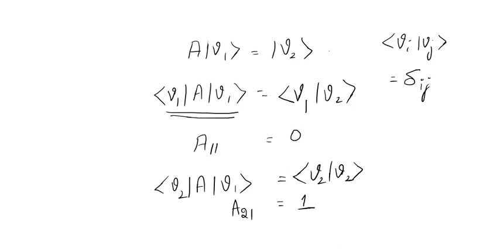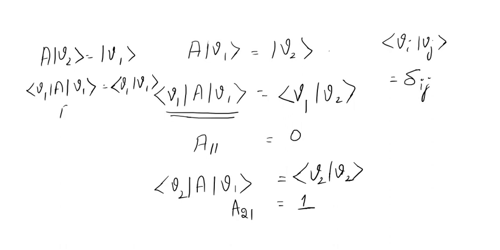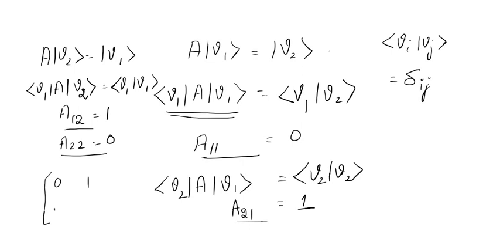Similarly, using the other equation, A V2 gives V1, multiplying by bra V1 on both sides, we get the A12 element as 1. Similarly, we will be getting the A22 element as 0. So these are the 4 elements of the matrix operator, and finally we will be getting (0, 1; 1, 0). So this is the way to determine the matrix representation of an operator using a basis vector.